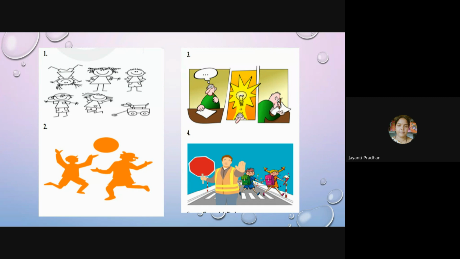This refers to behaviorism. Then what about picture 1 and 2? These are constructivism. Okay, 1 and 2 both are constructivism. How? Anyone? Any other student? Yes, ma'am. Okay, tell me.